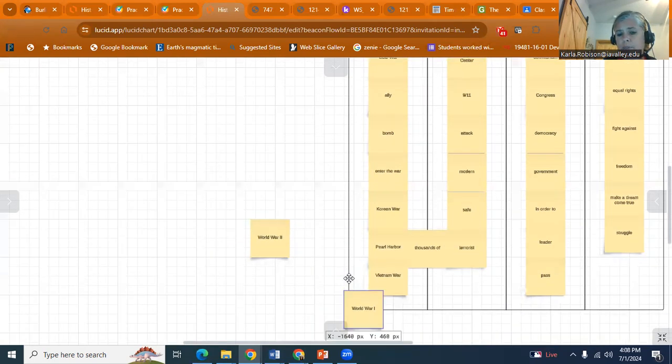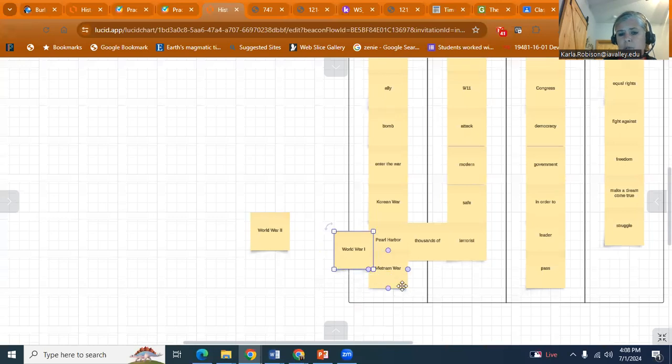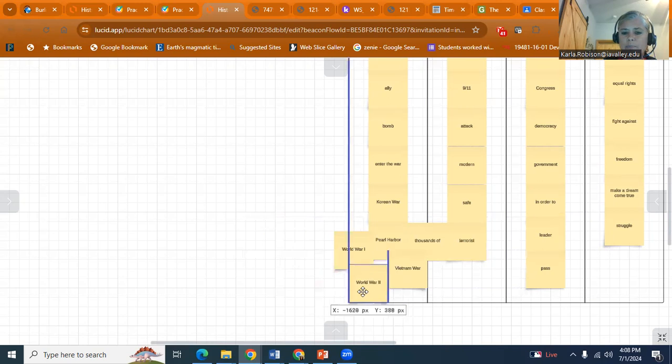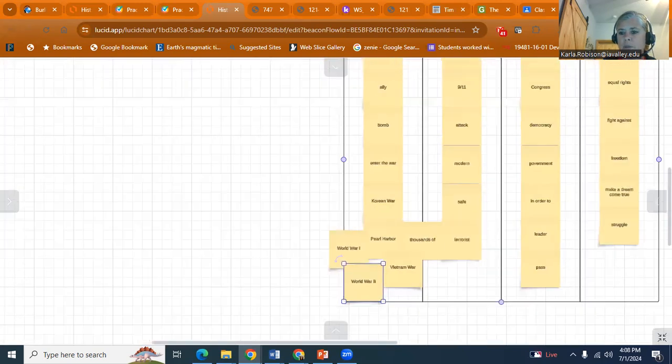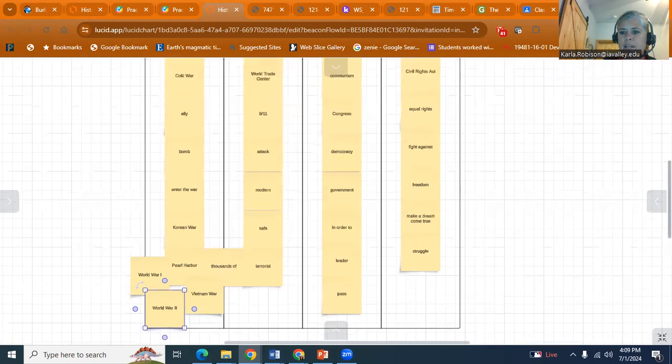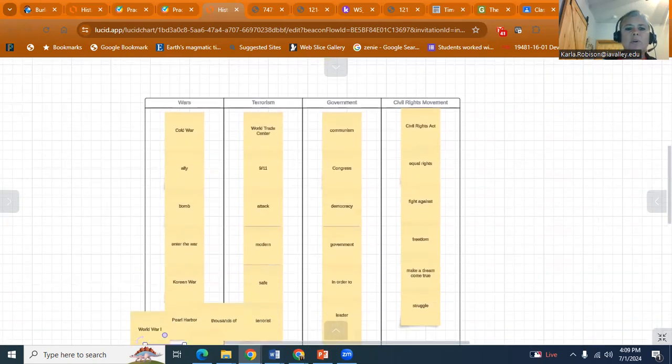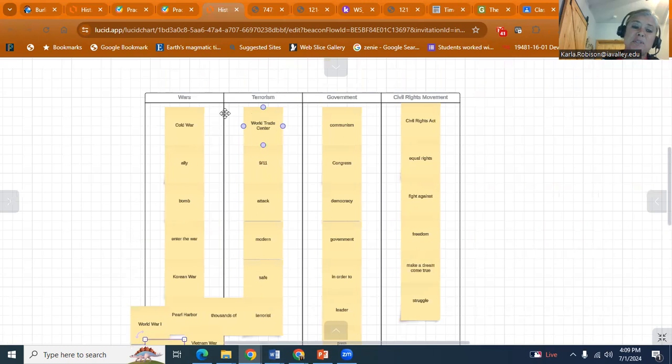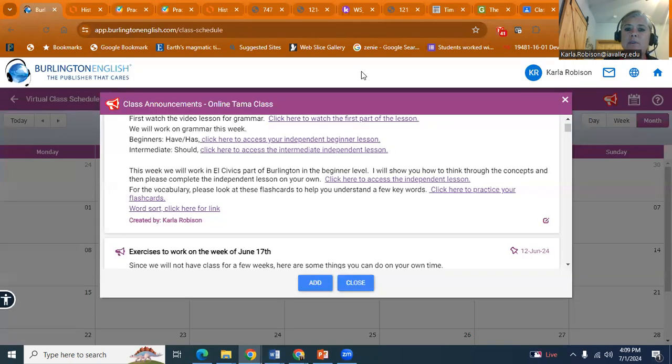Again, World War I, we're going to put that under war. We'll scoot this over. And then World War II. Okay, so that is our word sort. Like I said, you have the links and I will undo everything so you have the opportunity to do this as well. We're just sorting these words into the 4 categories of war, terrorism, government, and civil rights.